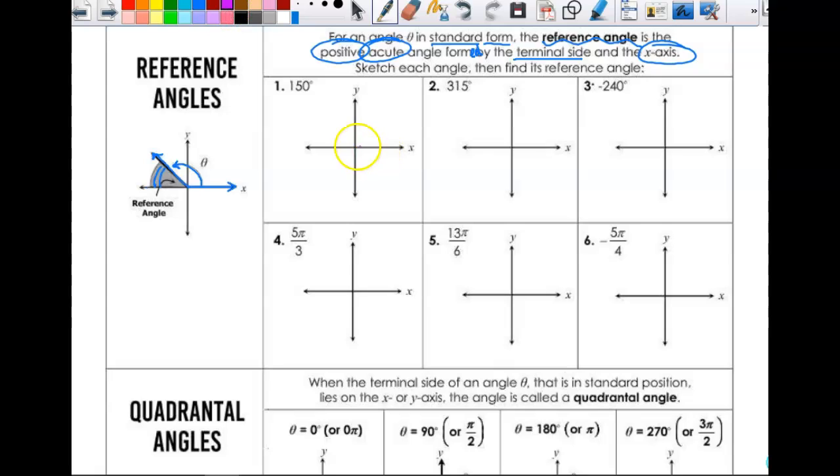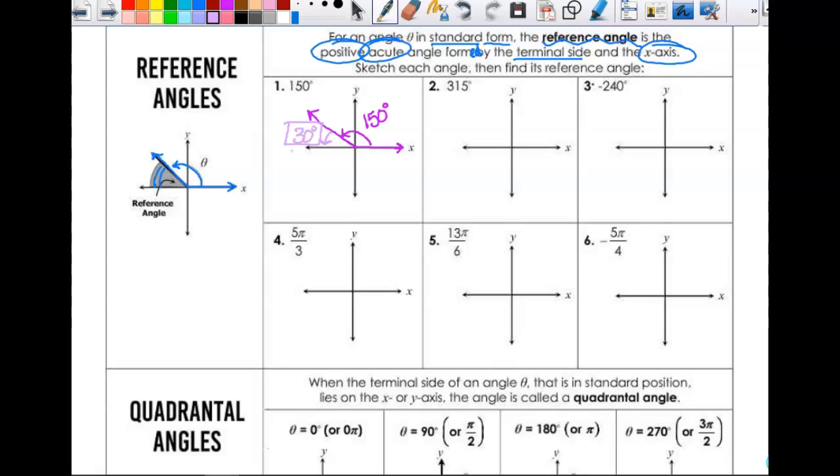All right, so we're going to start with this 150. So this is my 0. I have to start there. I would go 90 and then have to go another 60. So 60 is like 2/3 of the way through. So it would look about right here. So this right here is 150 degrees. Then, got to get back to the x-axis from my terminal side. This is the shortest way to go. What would the measure of that angle be? 30, because I got 30 more to go to get to the 180. So my reference angle is 30.